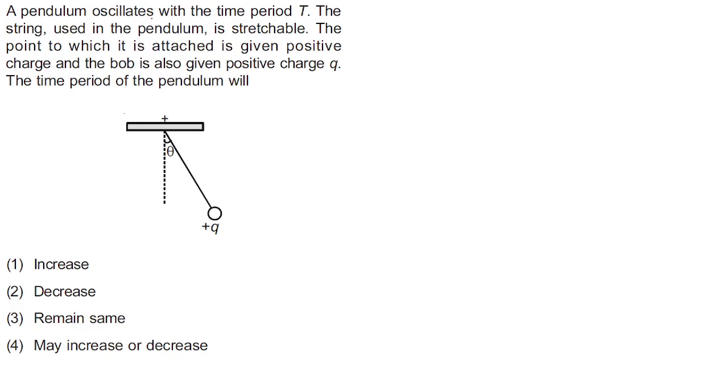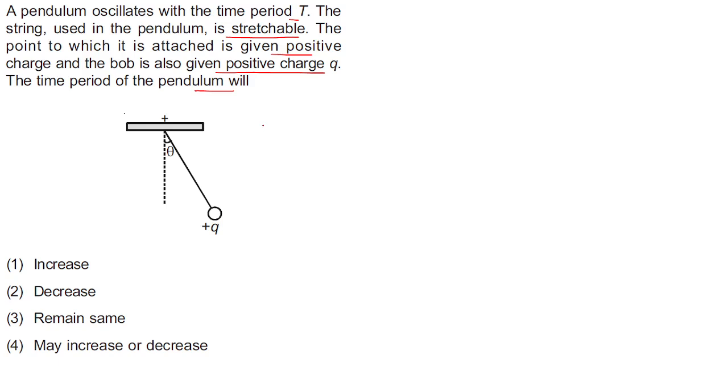A pendulum oscillates with the time period T. The string used in the pendulum is stretchable. The point to which it is attached is given positive charge, and the bob is also given positive charge q. The time period of the pendulum will.